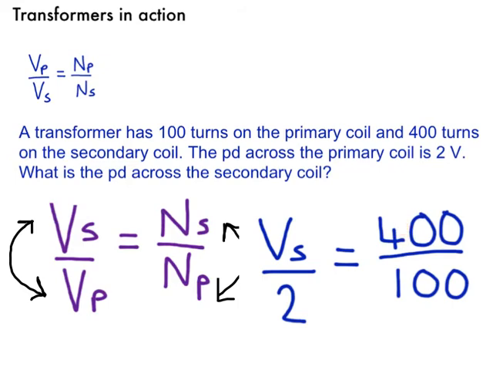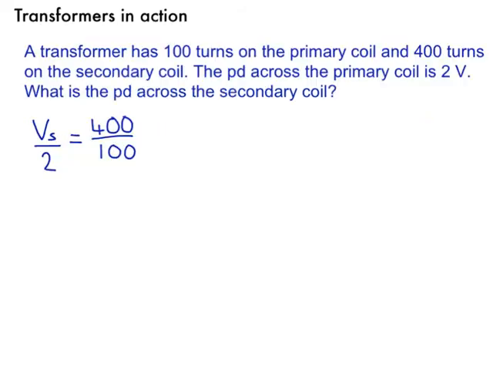I know that my primary voltage was 2 volts, I know that my number of turns on the secondary coil was 400, and the number of turns on the primary coil was 100. So I've put those in there, so I'm working towards getting the value that I want here. I've just rearranged my page to give myself a bit more room. I've still got the secondary voltage over 2 is equal to the number of turns on the secondary coil over the number of turns on the primary coil.